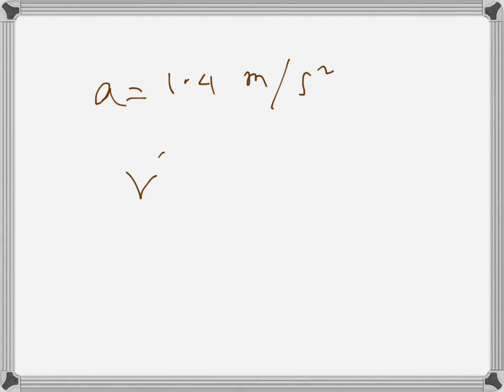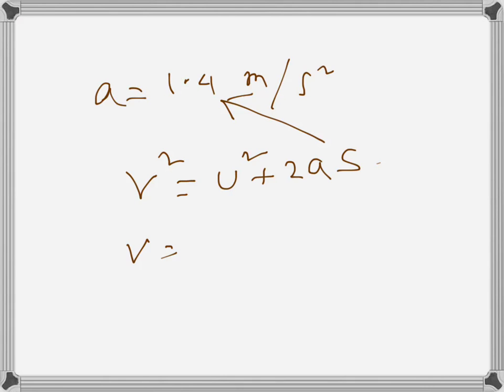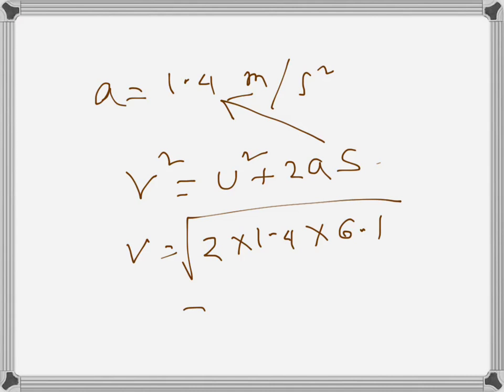So if we recall this formula, v square is equal to u square plus 2as, and a we will use this much, not g, because it's not free fall. So v will become, u is 0, so this will become 2 into 1.4 into 6.1, because that's the height. So that's 4.1 meter per second. That's the speed with which it will hit the ground.